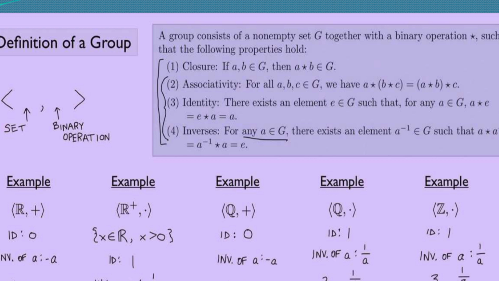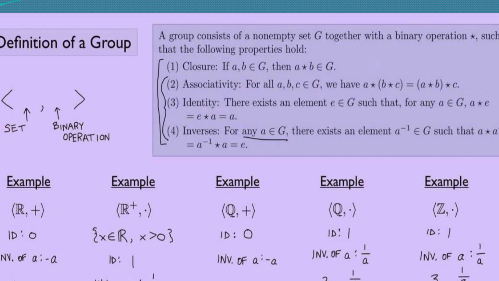They have given some examples here. The first one is R comma plus. R is the set of real numbers, and the operation is addition, which is why it is written within brackets as R comma plus. And what is ID? It is identity.